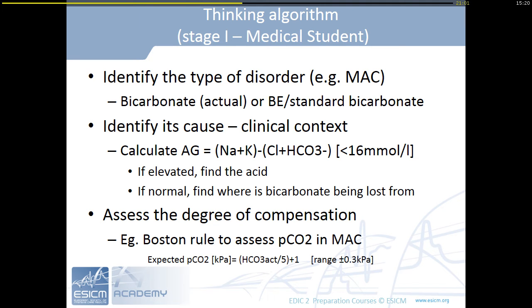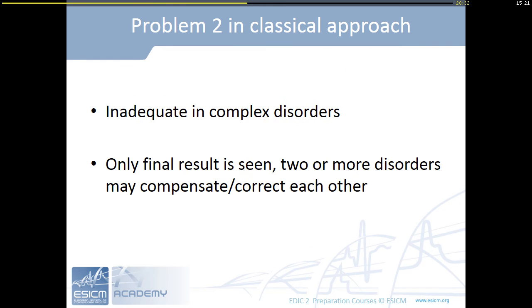That's simple stuff, but the problem with this approach, which essentially requires you to identify the disorder, then look for an anion gap, and according to whether it's high or normal, make the basic differential diagnosis into these two families, and assess the degree of compensation as per Boston rule. This will work in most of the cases, but not all of them. And I now want to look at those cases in which the classical approach fails, and I want to demonstrate and introduce probably an alternative algorithm for how to think about complex acid-base disorder.